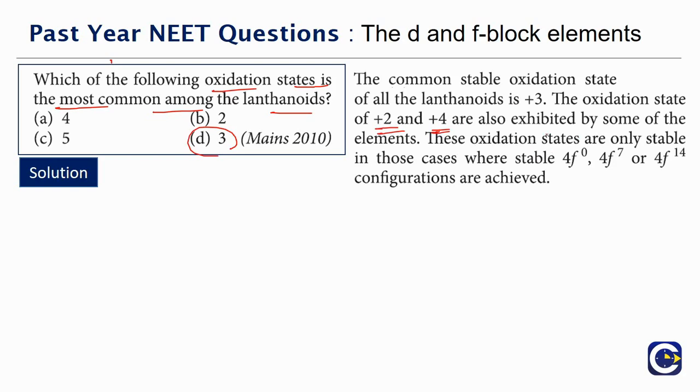possible, but this will be possible only when we are able to achieve a more stable electronic arrangement, like 4f0 or 4f7 or 4f14. So after removing 2 electrons or 4 electrons, if we are able to achieve a very stable arrangement like 4f0 or 4f7 or 4f14, then in those cases we can also have a +2 and +4. But the most common oxidation state of lanthanoids is what? It is +3. So the correct answer for this is option D.